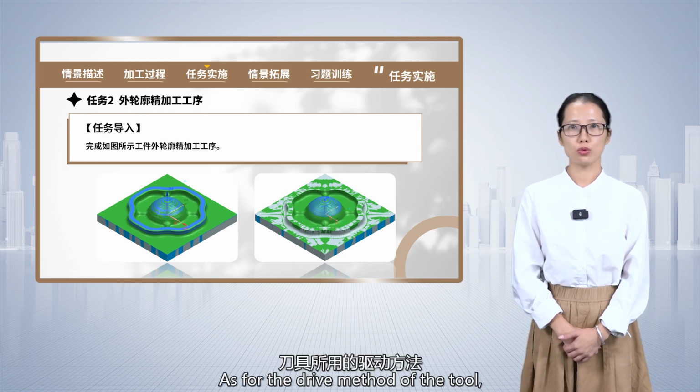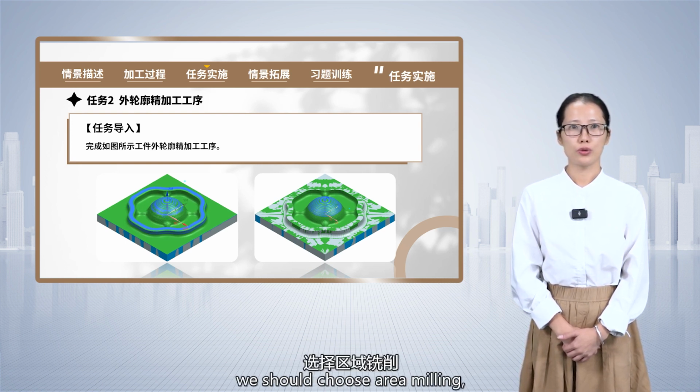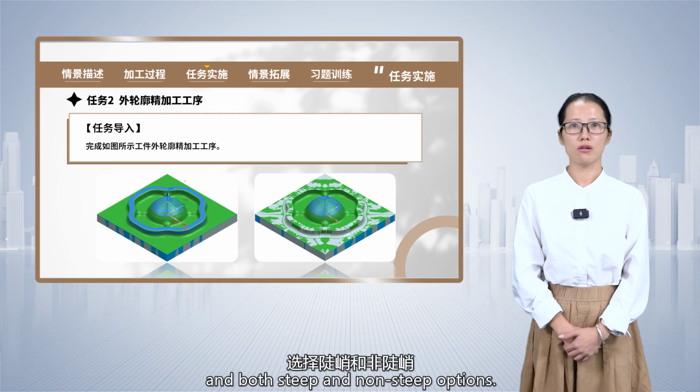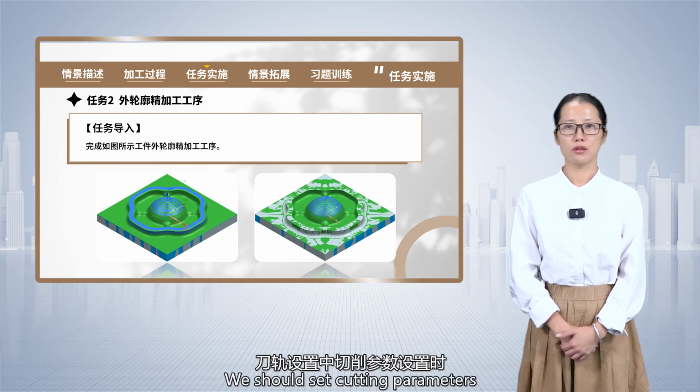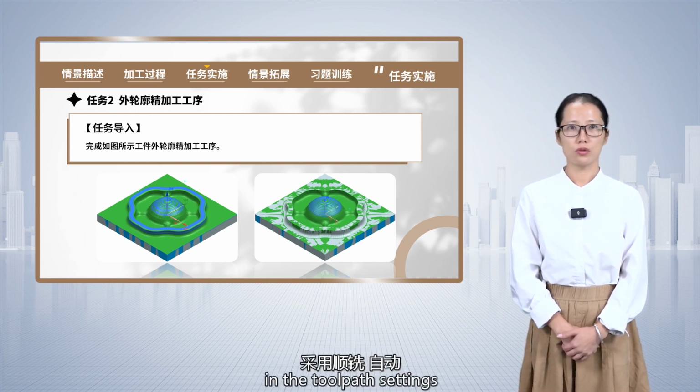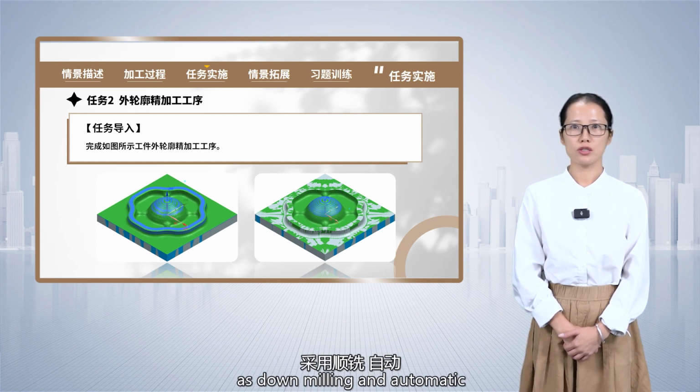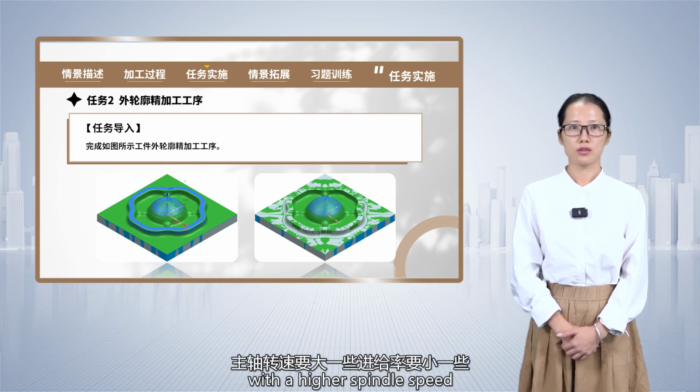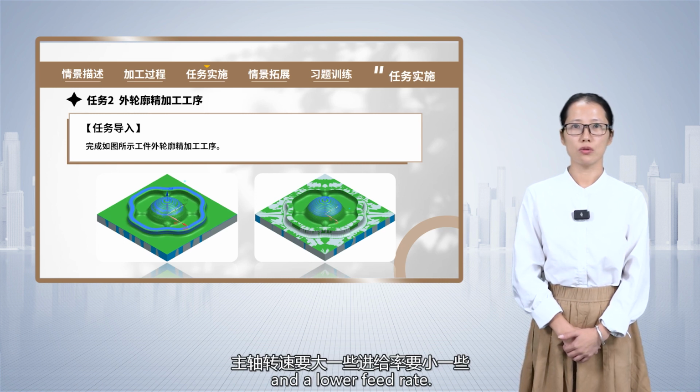As for the drive method of the tool, we should choose area milling, steep spatial range, and both steep and non-steep options. We should set cutting parameters in the toolpath settings as finish milling and automatic with a higher spindle speed and a lower feed rate.